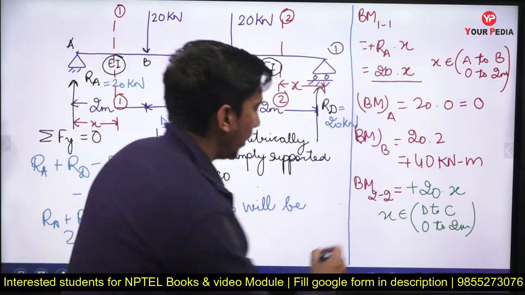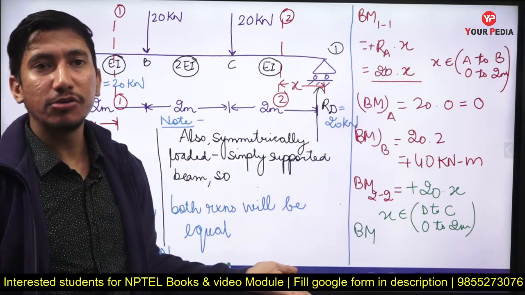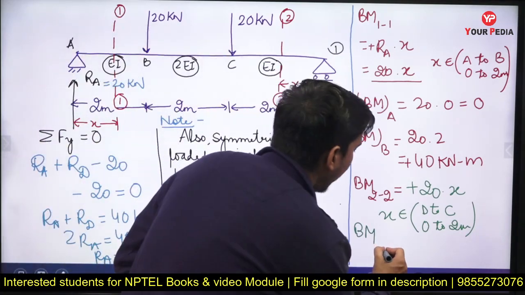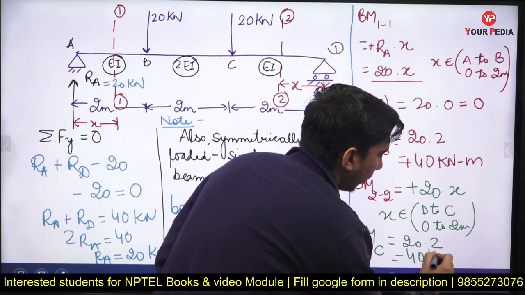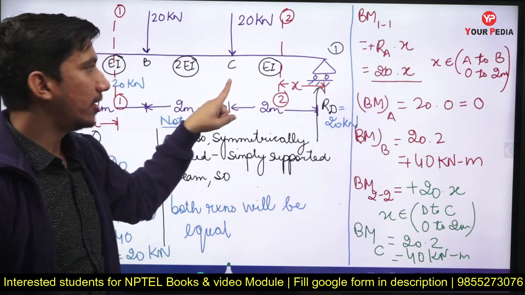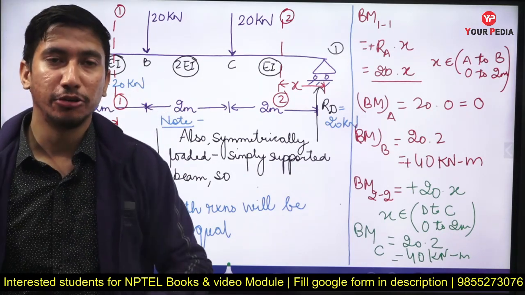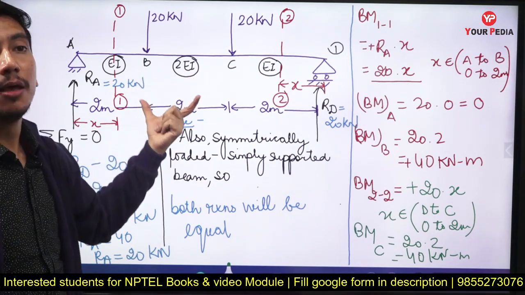Okay, now I know the bending moment at point D will be equal to 0 because it is a hinge support. I can find the bending moment at point C now. Bending moment at point C will be 20 into 2, which will be plus 40 kilonewton meter. So the bending moment at point C and point B will be equal to one another, and is equal to 40 kilonewton meter.